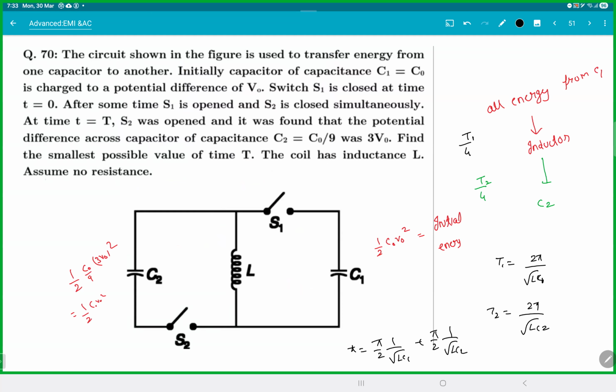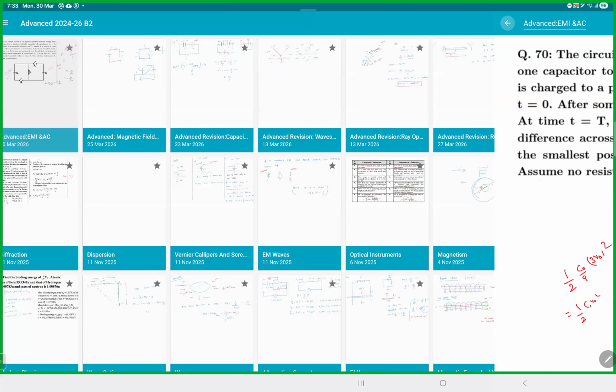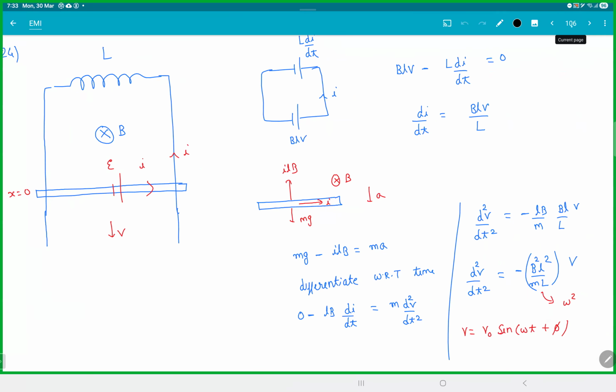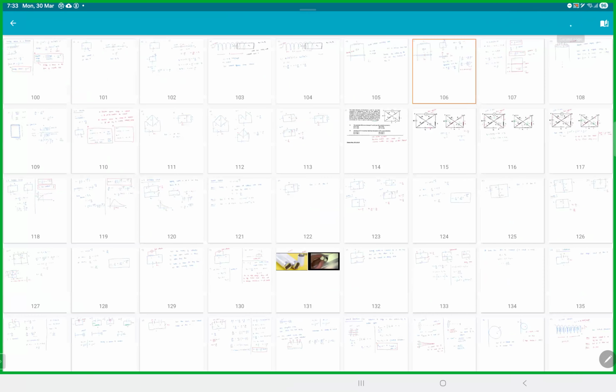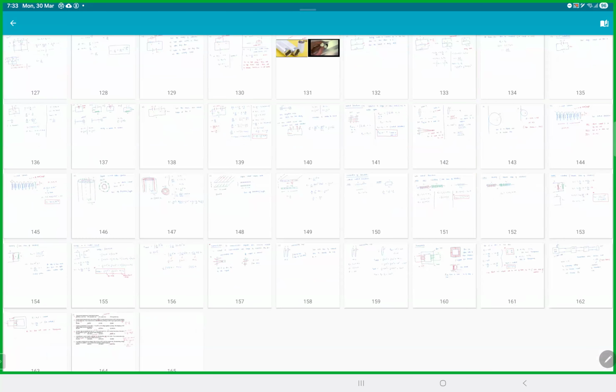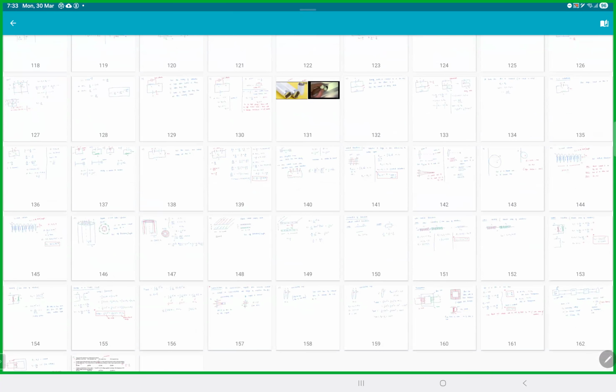Clear with this? Now, in the notes, there is really another type of question here. Like I said, in the notes there are multiple models in EMI. You should thoroughly do it, just like you did for rotation. We don't have the bandwidth to do each and every thing, but it's really worth it. Where is it?